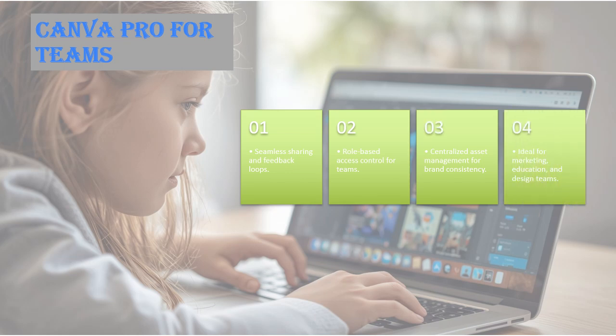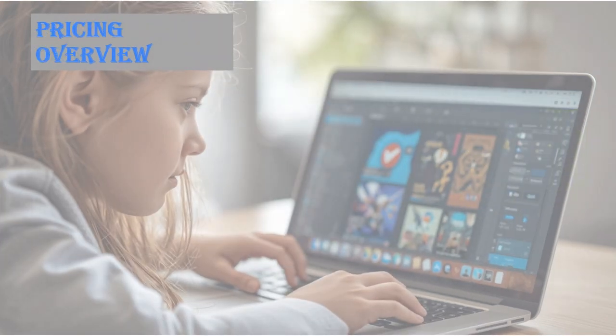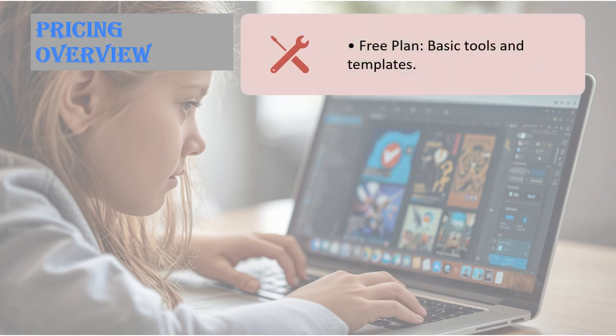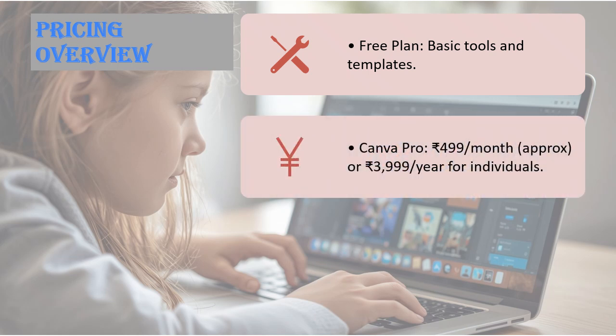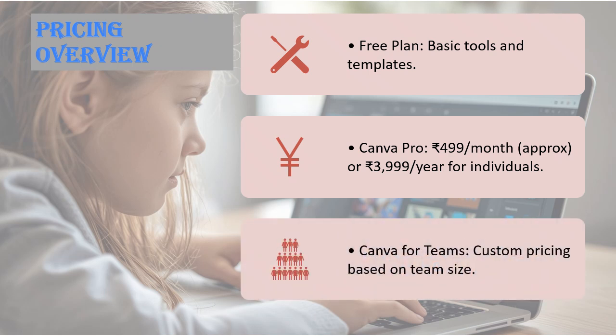Pricing overview. Canva offers flexible plans for every need. The free plan gives you access to basic tools and templates. The Canva Pro plan, at around 499 rupees per month or 3,999 rupees per year, unlocks all premium features for individuals. For larger teams, Canva offers custom pricing with additional collaboration tools.